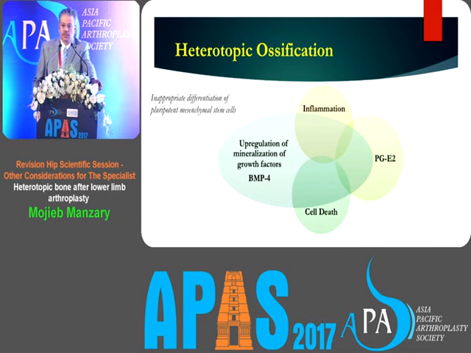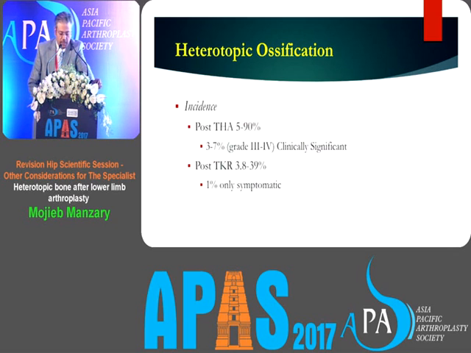The mechanism is not clearly known, but it's thought to be due to the inappropriate differentiation of pluripotent mesenchymal stem cells mediated by prostaglandin E2, also subsequent to upregulation of growth factors, particularly bone morphogenetic protein 4. It's possible that inflammation and cell death do induce the above mechanisms.